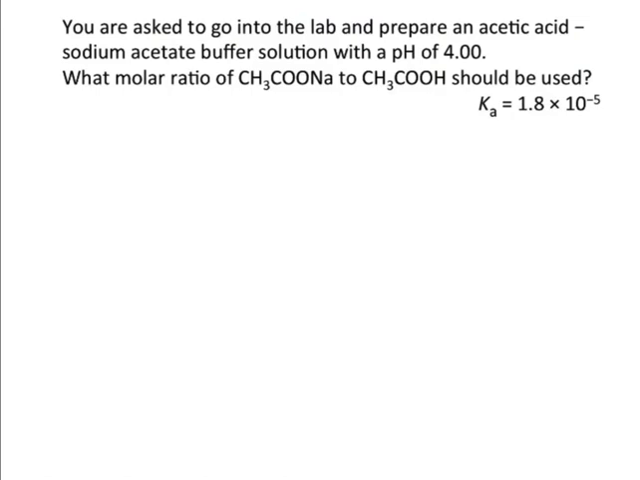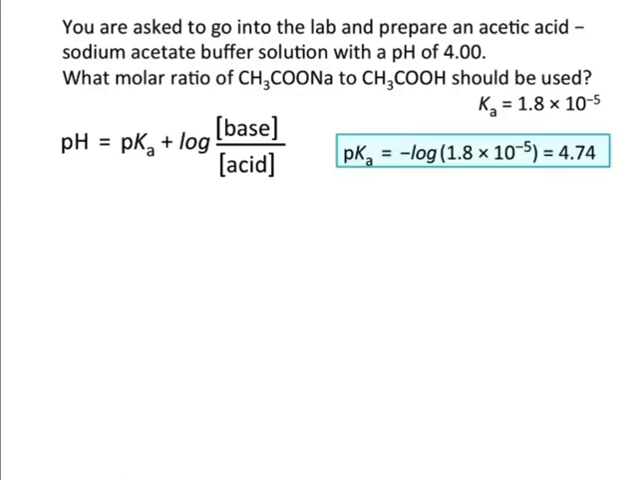All right, now you want an acetate buffer with a pH of 4. What molar ratio of sodium acetate to acetic acid should you use? Here's the Ka, and here's the Henderson-Hasselbalch equation. Now we're going to need to know the pKa, so let's find that. And then we can plug the numbers in.